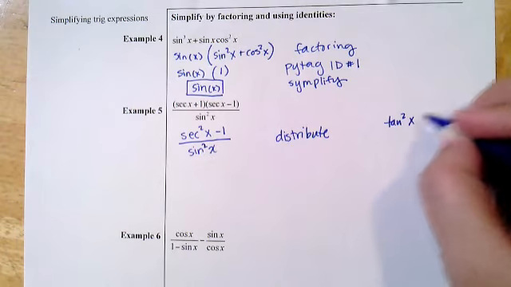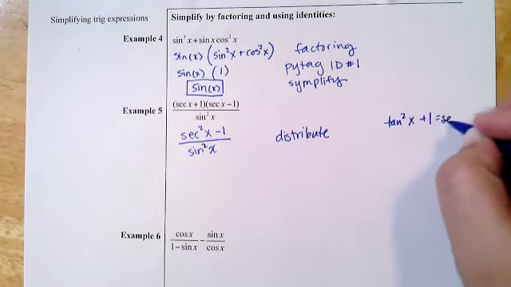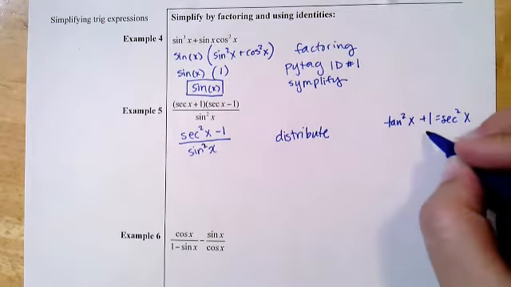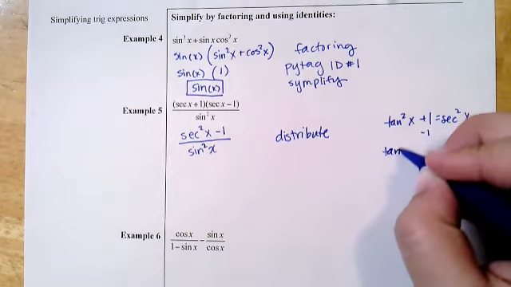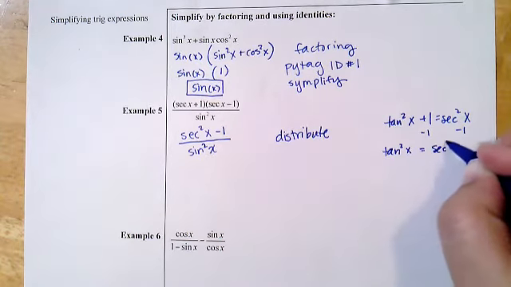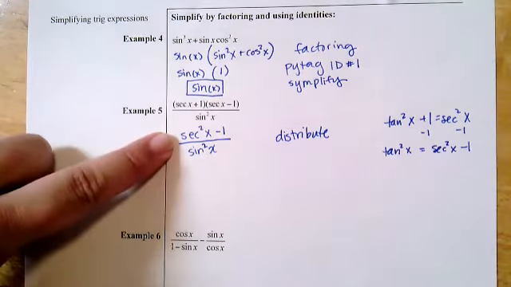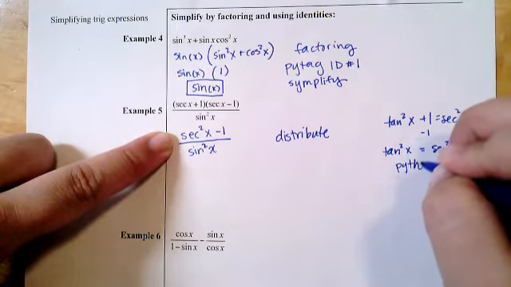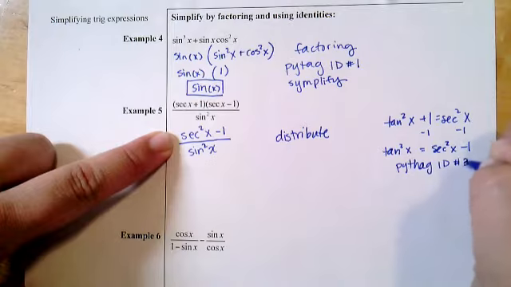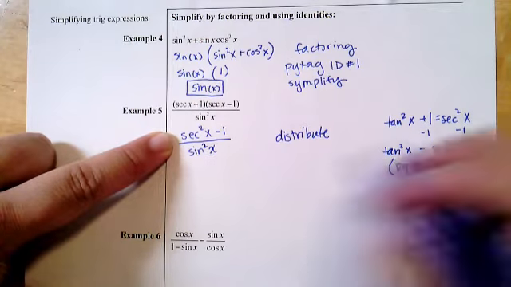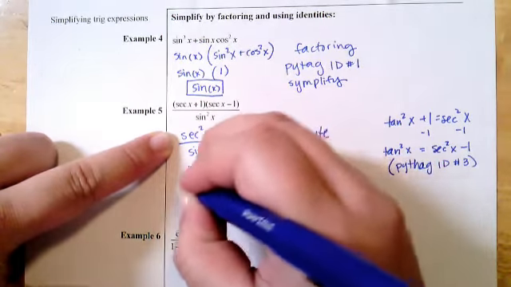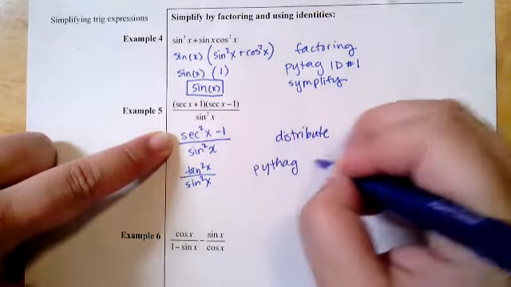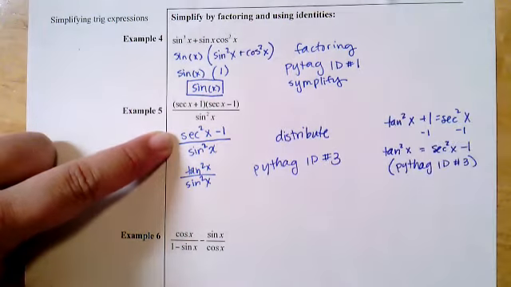Tangent squared x plus 1 equals secant squared x. On our sheet, we used theta, but in here, our variable is x. If I subtract 1 from both sides, that tells me that tangent squared is equal to secant squared minus 1. So I can replace my numerator with tangent squared x. And that is still Pythagorean identity number 3, just slightly modified. So this becomes tangent squared x over sine squared x by Pythagorean ID number 3.